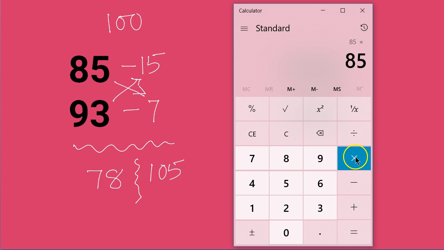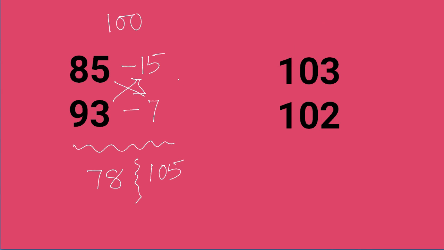85 multiplied by 93. So the answer is 7905. So whatever we got is wrong. So what happened wrong here? So the modification that I'm going to talk about is related to that.